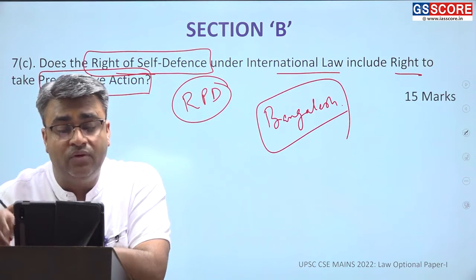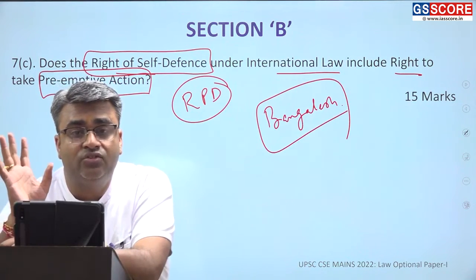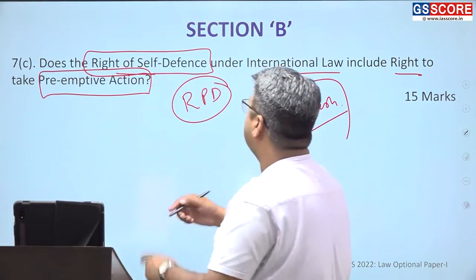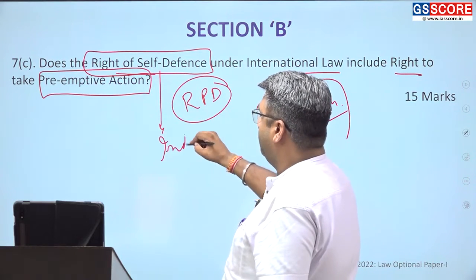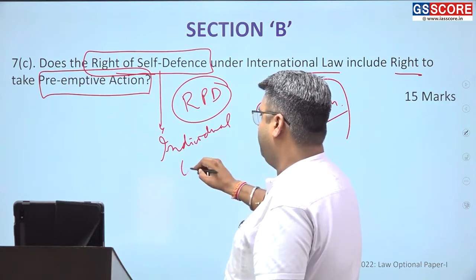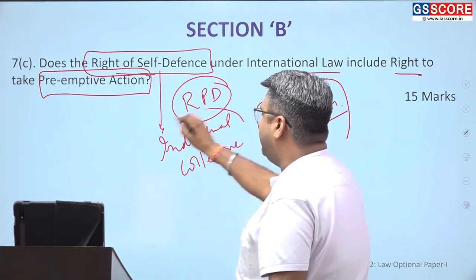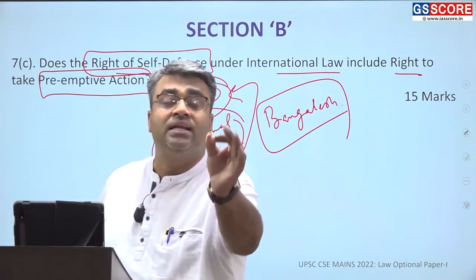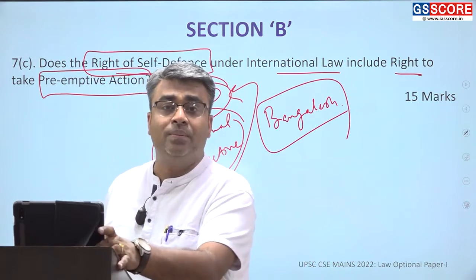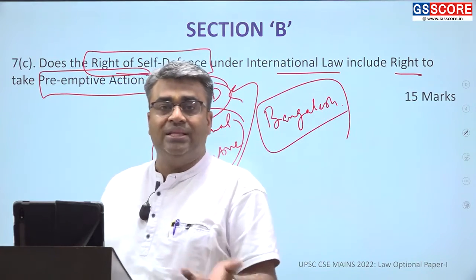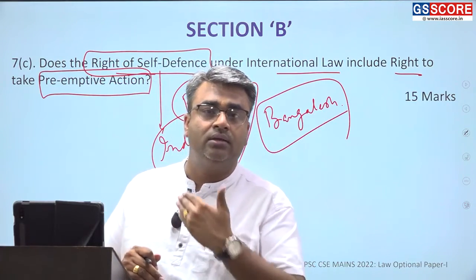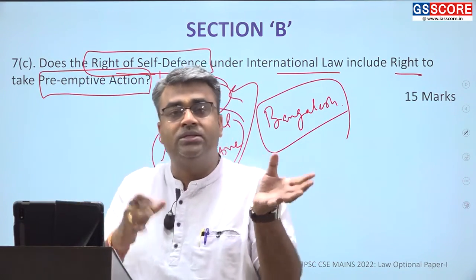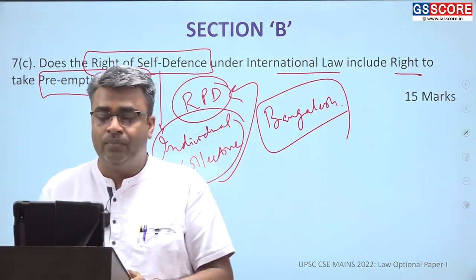Article 51 simply says that nothing in the present Charter shall impair the inherent right of individual or collective self-defense. Even self-defense can be individual and collective. So it is just at par with the right of private defense. Whatever parameters you have, it should be reasonable, it should be within limits, it should not be in excess. All these points give you an idea of how the right of private defense and the right of self-defense in international law are both the same. Just the wording will change, only the wording will change. Okay? Simply.